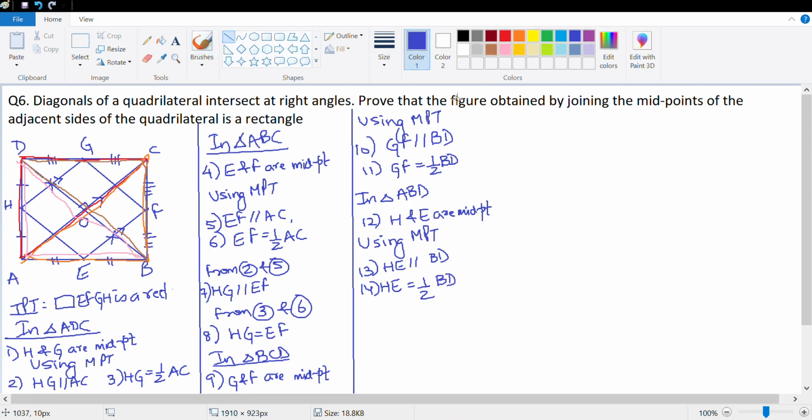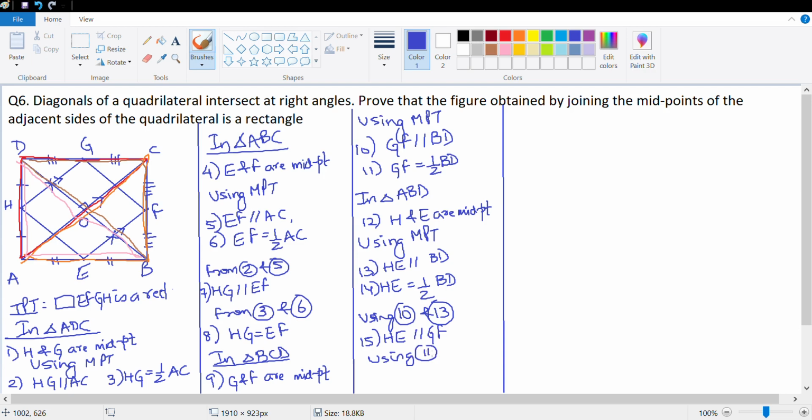So like we did for the first one, we will also get the same thing, which means HE is equal to GF. Let's write this down using parallel, which is 10 and 13. I get number 15, which is HE is parallel to GF, and using 11 and 14 I get number 16, which is HE is equal to GF.